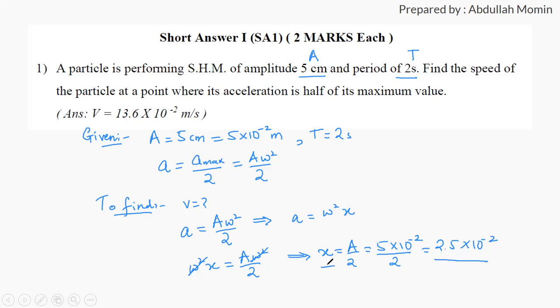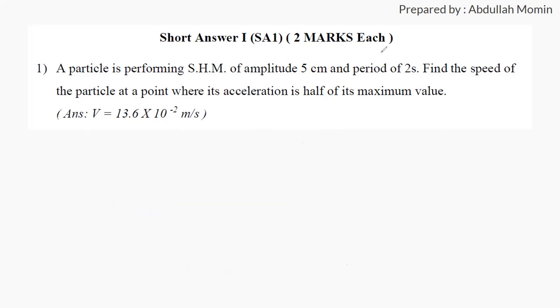This is the point where the acceleration of the particle is half of its maximum. We are supposed to find out the speed at this point. So we all know that the formula of speed is, so let me clear this. So what we have got: x is equal to A by 2. At this point the acceleration is half of its maximum value. So velocity is equal to omega square root of A square minus x square.